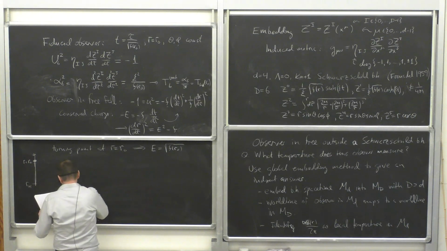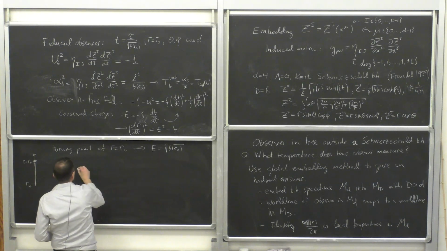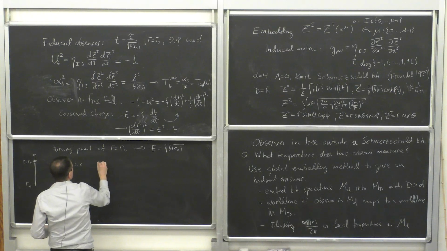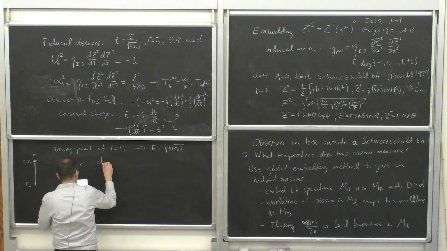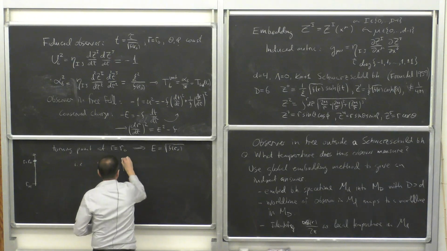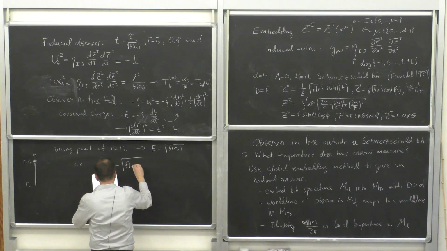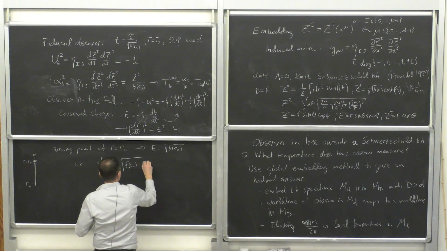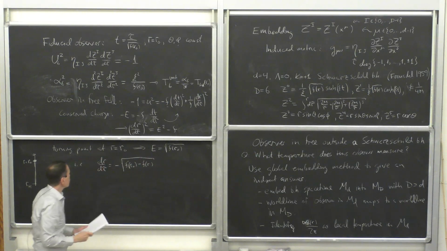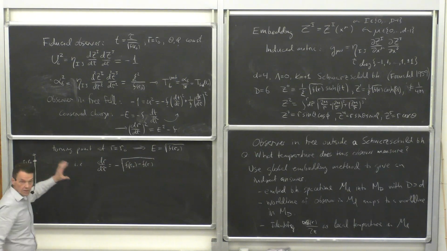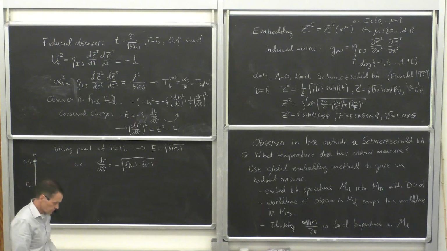Okay, so therefore, the equation that I want to solve is dr/dτ equals minus the square root of f of r0 minus f of r. And this will give me the orbit for a given value of the turning point. All right.